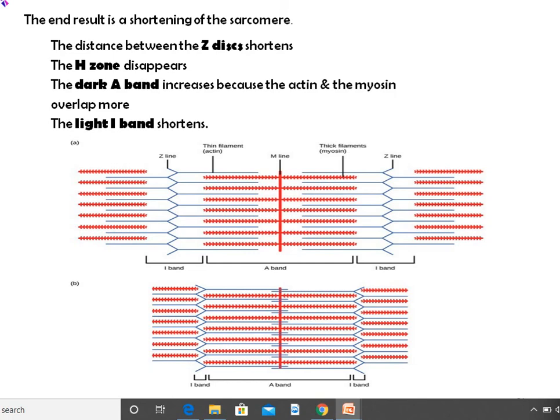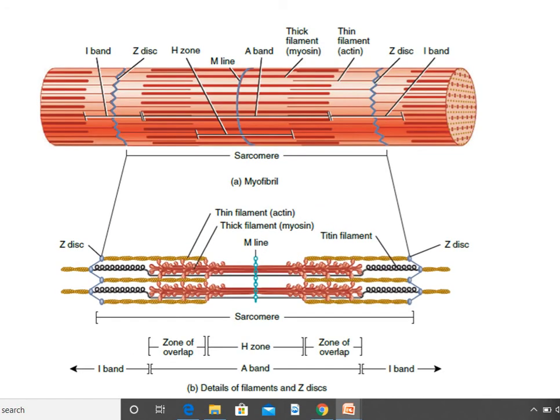Okay, this is totally the sliding filament theory. Now see, this is the H band. The A band increases, the I band decreases.